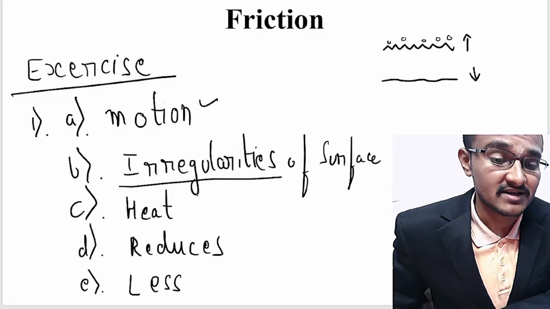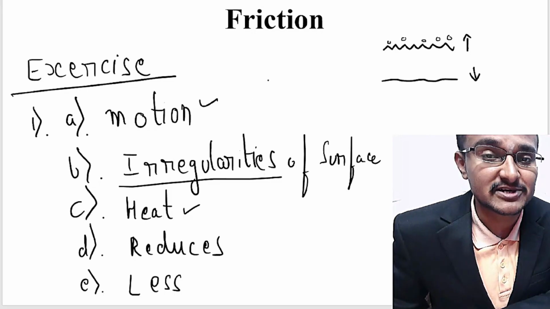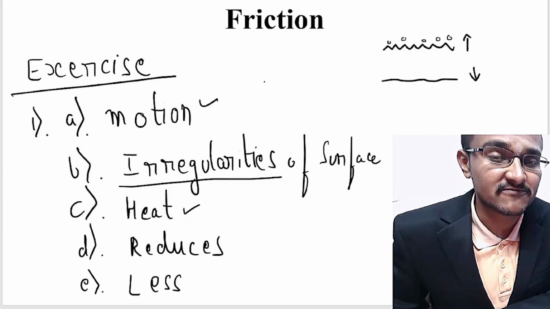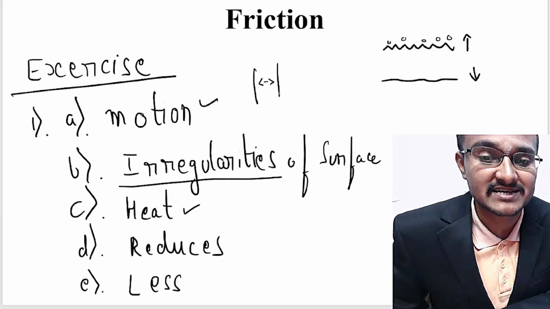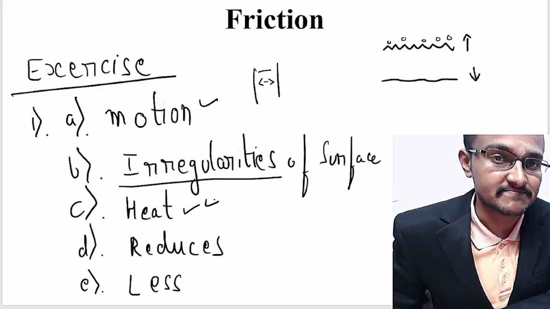Coming to the third question, friction produces heat because when two objects come into contact, there will be a lot of frictional force coming into the picture. That frictional force generates a lot of heat in between these two objects. So the answer for the third question is heat.